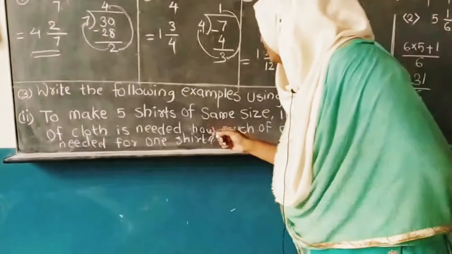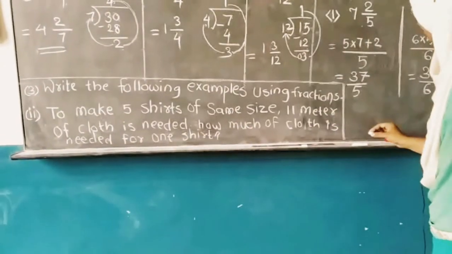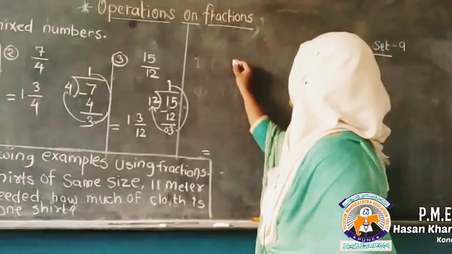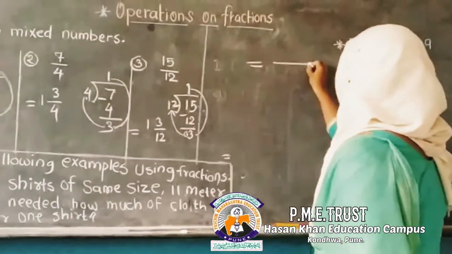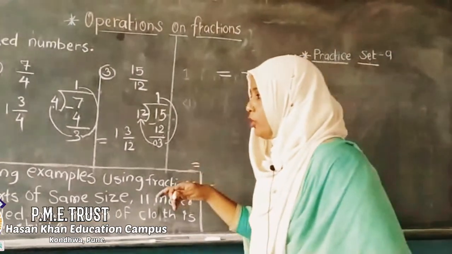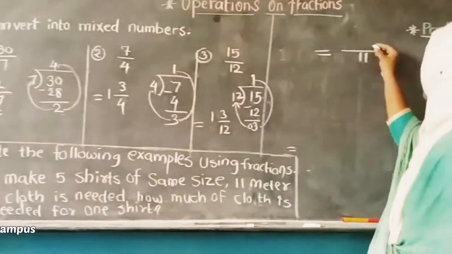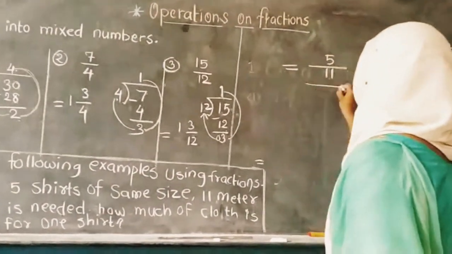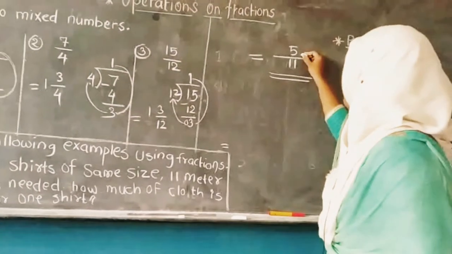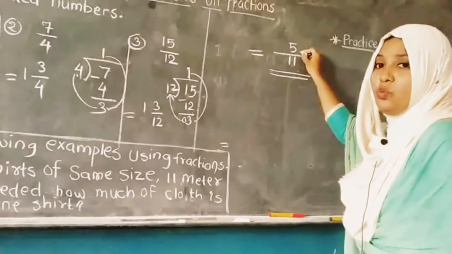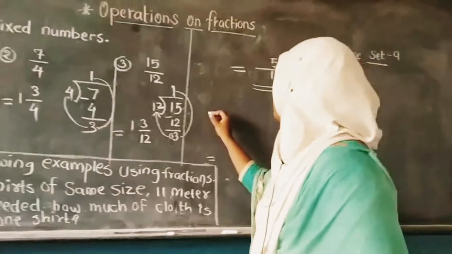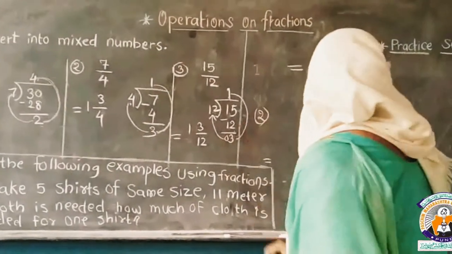First, how much cloth is there? See here. Okay, student. How much? The cloth is 11 meters. Write here 11 in denominator. And how many shirts you have made? 5. Write in a numerator. This is the answer of this example. What is the fraction? 5 by 11. Numerator is what? 5. Denominator is what? 11. Okay.